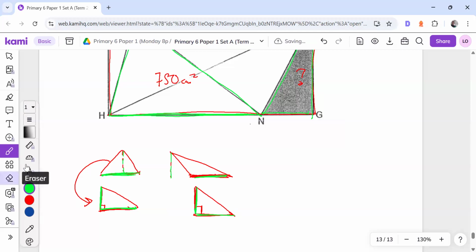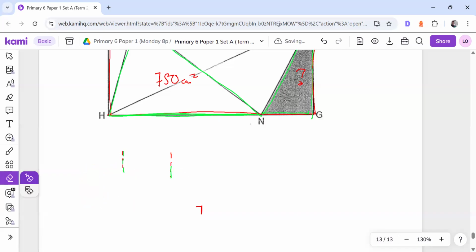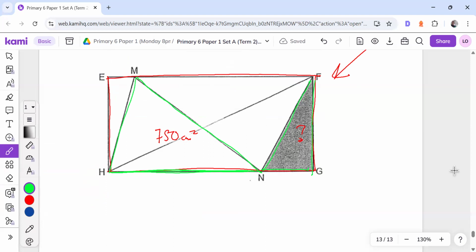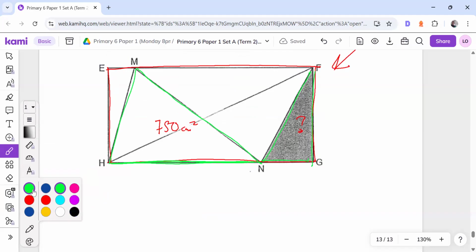Okay, now we're going to look at this question and do the same thing. Here goes. Okay, now see. Do you see the two green color triangles? I am going to combine them to draw a right angle triangle. How to combine them? Very easy.